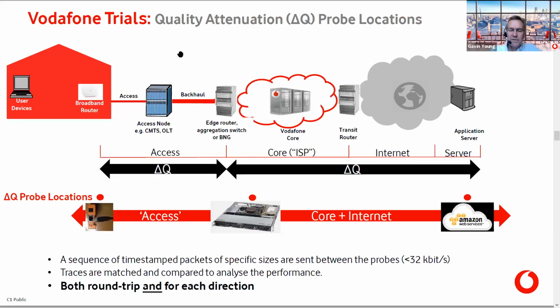And we've measured a number of technologies in a number of countries using this technique, where we've had probe locations in customer premises, around the edge of the network, the BNG or CMTS type locations, the edge router, and in the core of the network, and in centralized locations like Amazon Web Services. And measured the quality attenuation metrics for the various hops along there and in each direction.